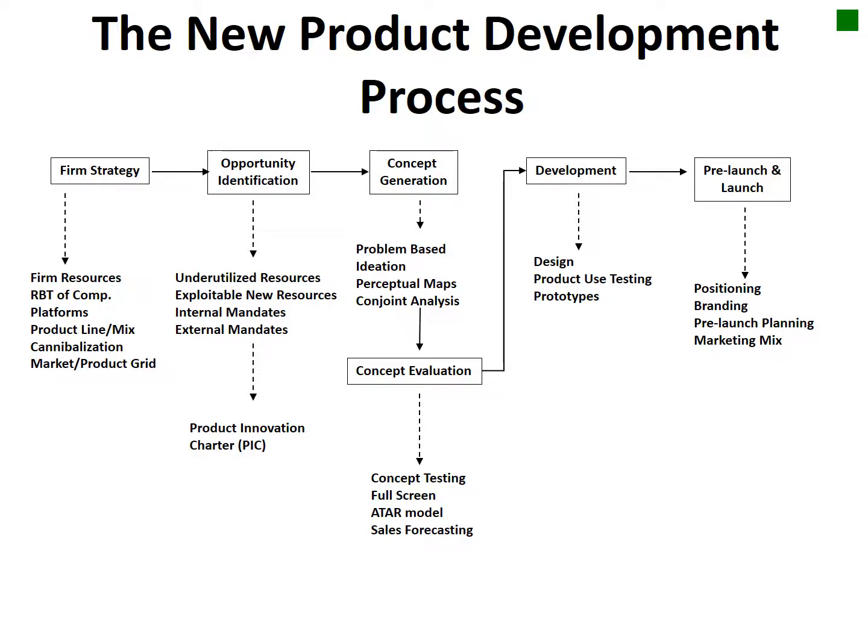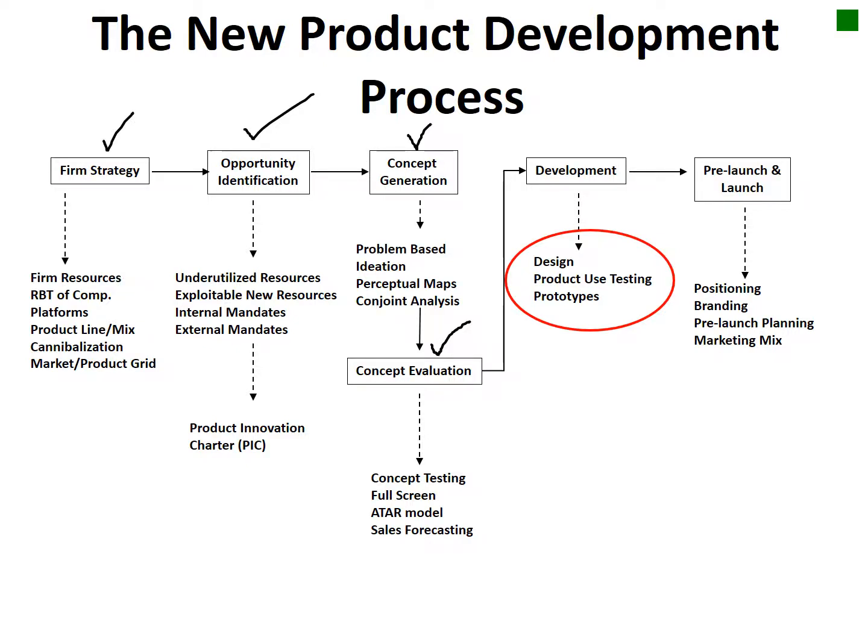As we move forward, I wanted to just take a second to think about where we are in the product development process. As you recall, we begin with firm strategy. We've moved forward through opportunity identification. We talked a bit about concept generation. We also talked a bit about concept evaluation. And now we're right here in design, product use testing, and also prototypes.